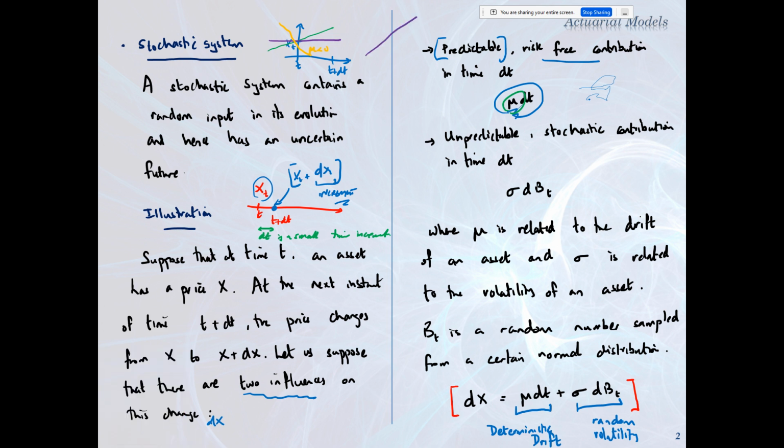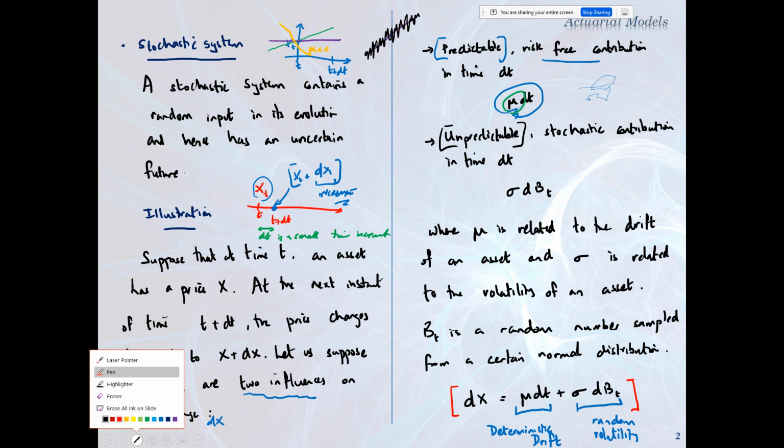Now on the market, when you analyze the evolution of price, you won't see, for example, the price go up like this. This is not true. You will see that perhaps over the long run there is an upward trend, but the evolution is quite clumsy, with variations around that general trend. That variation will be treated as the unpredictable, the stochastic one. So it is the stochastic contribution in time dt.